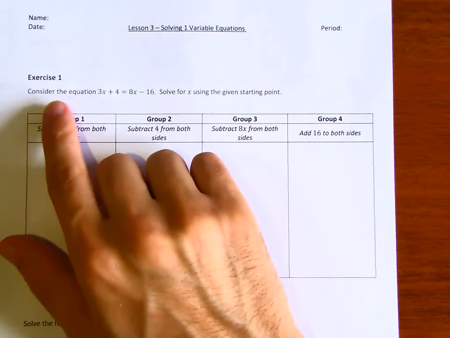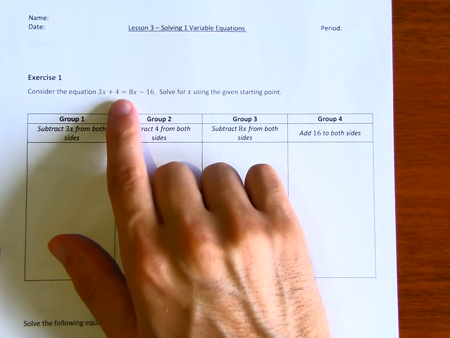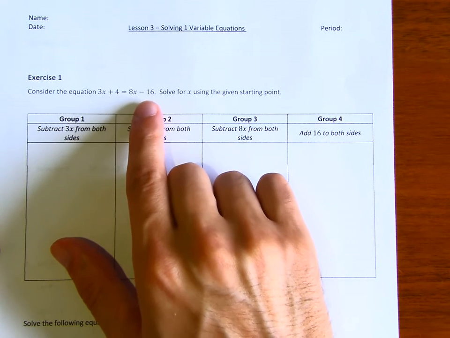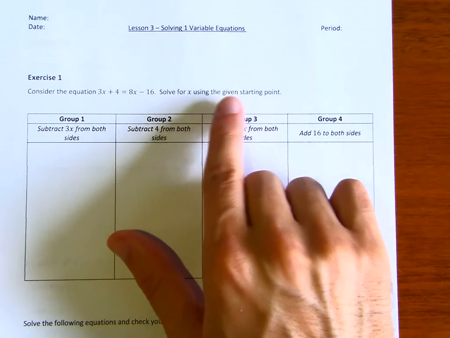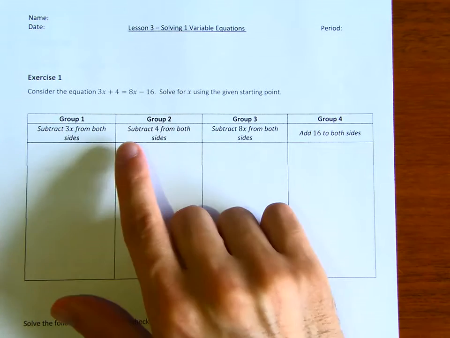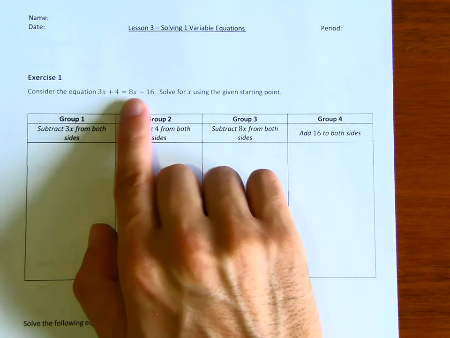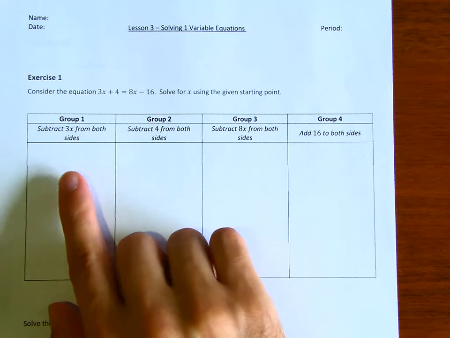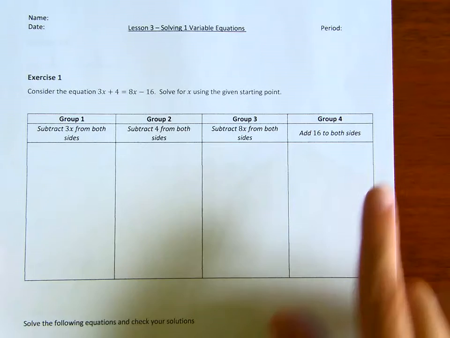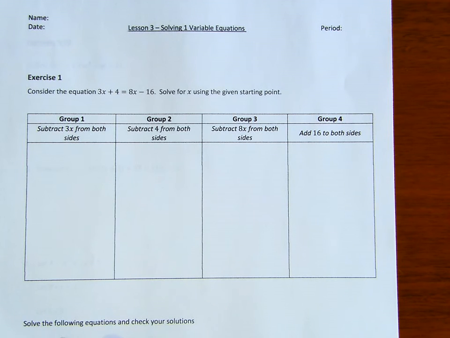Here it states, consider the equation 3x plus 4 equals 8x minus 16. Solve for x using the given starting point. So what we're going to do is take this equation over here and solve it in 4 different ways. So let's start off with one way.